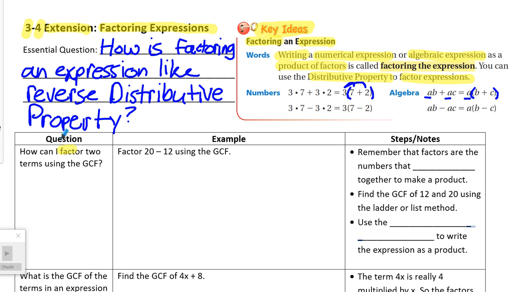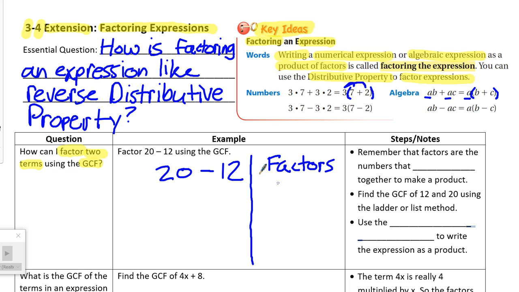How can I factor expressions, kind of like reverse distributive property, two terms using the GCF? Okay, factor 20 minus 12 using the GCF. So here's 20 minus 12. What I need is a number that is a factor of 20 and a number that's a factor of 12, right? The greatest common factor. And I'm going to factor that out. So what would be the greatest common factor of 20 and 12? I don't know if you guys remember this, but what we used to do was, and I'll make a little wall here, write a list of factors for each number and figure out what the greatest factor is in each list.